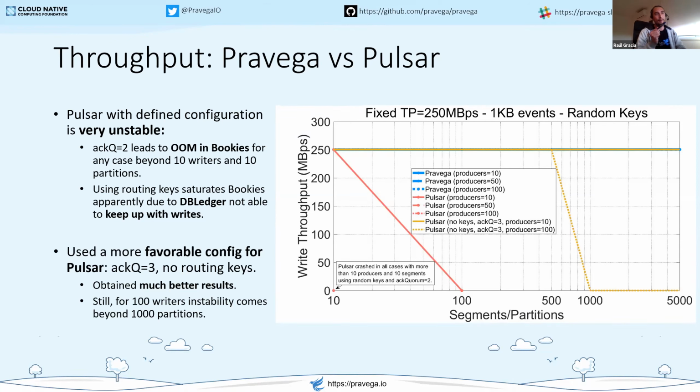And for example, for the 10 producer case, we could get also the 250 megabytes per second in all the cases. But again, for the 100 producer case, we observe also crashes at 1,000 segments, right? So yes, we observe a much better behavior for Pulsar when changing those settings, but still it is not fully stable, right? Which also has an implication, because not using routing keys having an improvement means that writing in parallel to all the partitions is a difficult scenario for Pulsar, right?